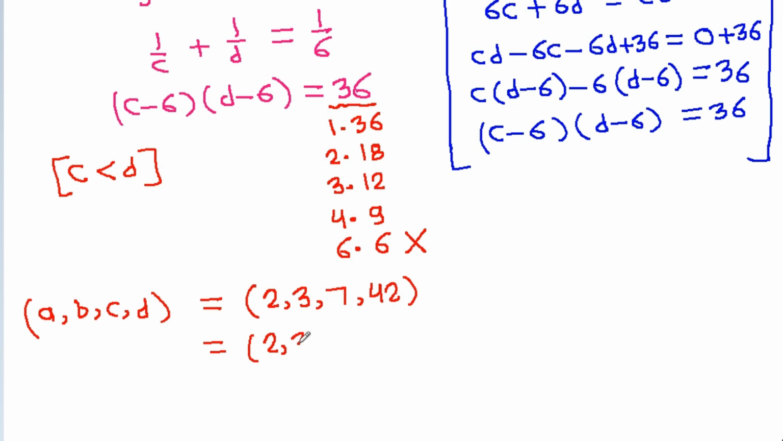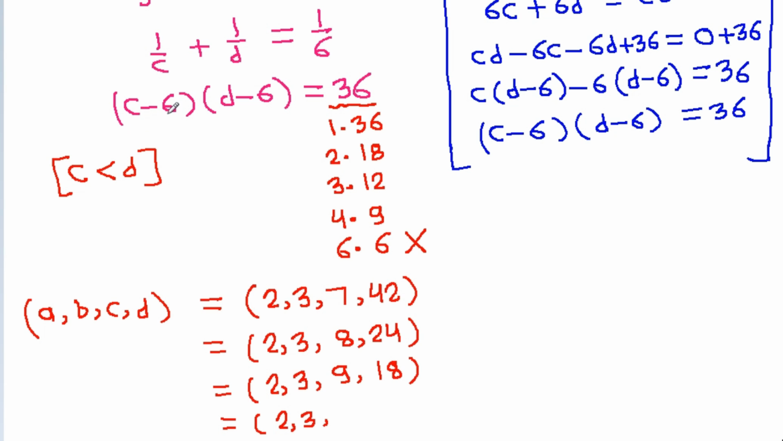And A is 2, B is 3, and C minus 6 is 2, so C will be 8, and D minus 6 is 18, so D will be 24, and A 2, B 3, and C minus 6 is 3, so C will be 9, and D minus 6 is 12, so D will be 18, and A 2, B 3, and C minus 6 is 4, so C will be 10, and D minus 6 is 9, so D will be 15. These are the 4 values of A, B, C, D.